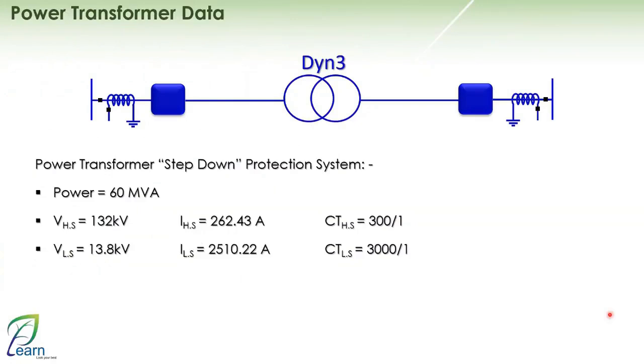Very nice. Well, let's take an example with numbers. If I told you that I have a step-down transformer of 60 megavolt amperes, the voltage on the high side is 132 kilovolts and on the low side is 13.8 kilovolts. Therefore, with a simple calculation, the current on the high side equals S over the square root of 3 V, which will equal 262.43 amperes. The same applies to the low side, which will equal 2510.22 amperes. The only difference is that it is S over the square root of 3 V of the low voltage side. I will use a CT ratio on the high side of 300 to 1 and a CT ratio on the low side of 3000 to 1.